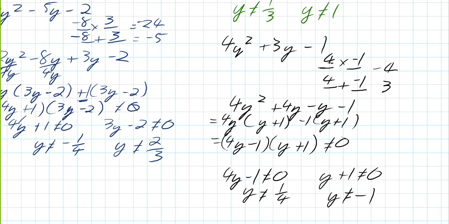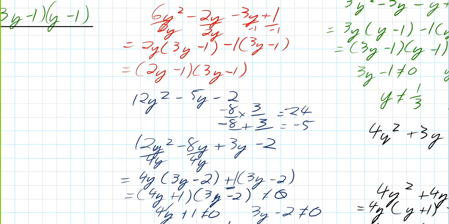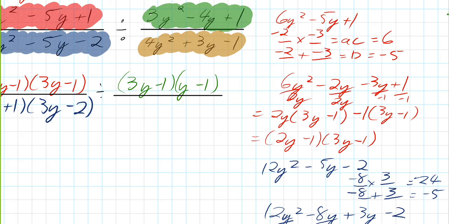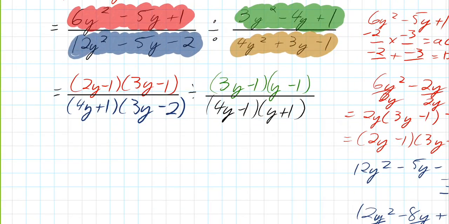Let's go all the way back. 4y minus 1, y plus 1. Okay, finally factored a whole bunch of stuff. But I have division of fractions. So actually, to make this easier, we're just going to invert the second fraction, the second rational. We'll flip it over and make it a multiplication question.